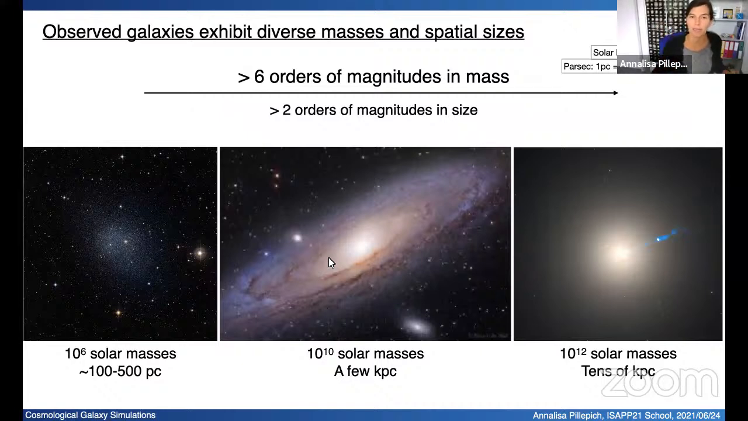So what we call galaxies go from, say, 10 to the 4, 10 to the 5, 10 to the 6 solar masses in stellar mass, up to 10 to the 12 solar masses in stars. They also span a couple of orders of magnitude in sizes. The Milky Way is a galaxy with something like 10 to the 10.5 solar masses in stars, and its disk has a typical scale length of 2.5 kiloparsec, to give you an idea.